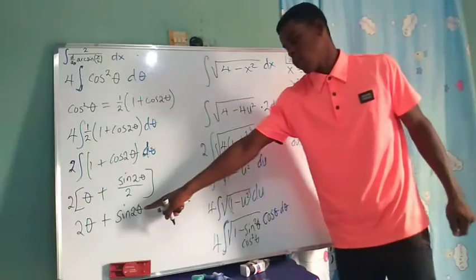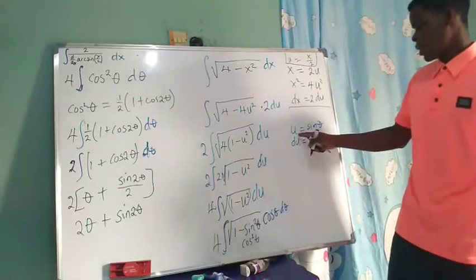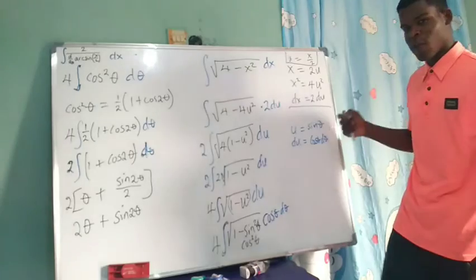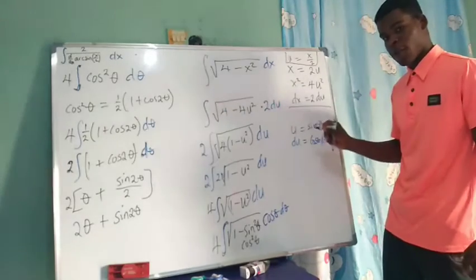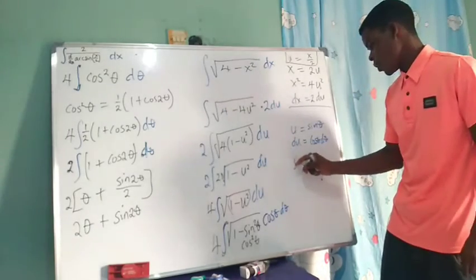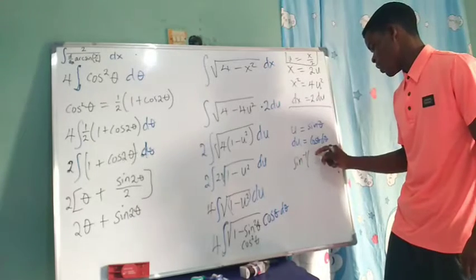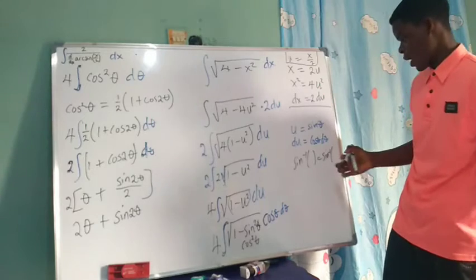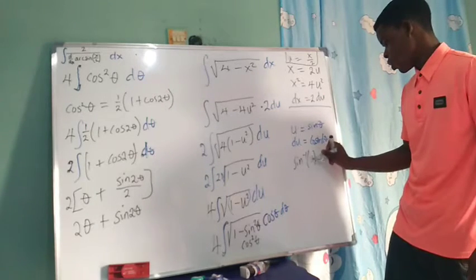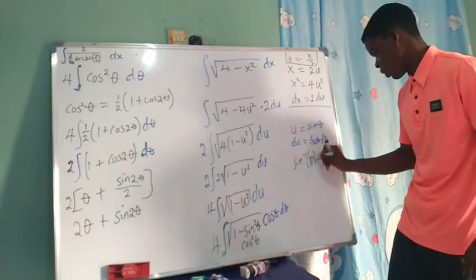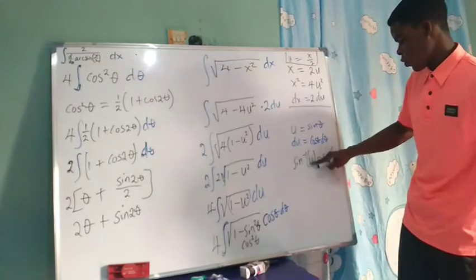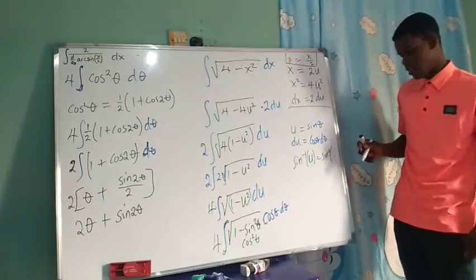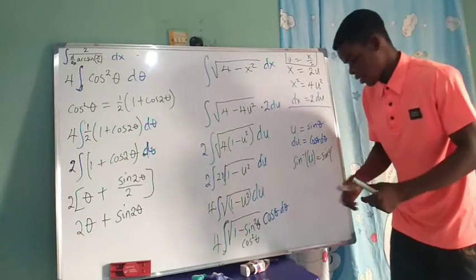Now looking at here, what was our theta? Well, our theta came in from u equals sine theta. So to actually get theta from here, what do we do? We can take sine inverse on both sides. So if we take sine inverse on both sides, we have sine inverse of u would be sine inverse of sine theta. That is just theta, alright? Sine inverse of sine theta is just theta.